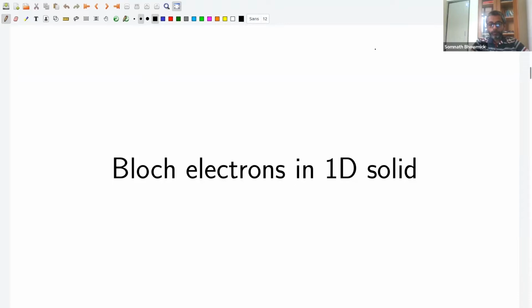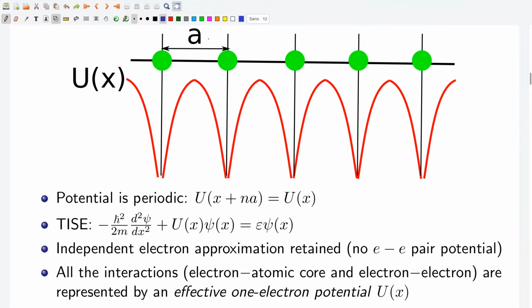Hello friends, we already have discussed about Bloch theorem, which gives us some generic form for eigenfunction of an electron in a periodic potential. In this lecture, we are going to study several features of Bloch electrons in detail, assuming a one-dimensional solid. The lattice points are arranged in a linear chain. Spacing between adjacent lattice points is A. The potential is periodic. We want to solve time-independent Schrödinger equation for a periodic potential U of x.